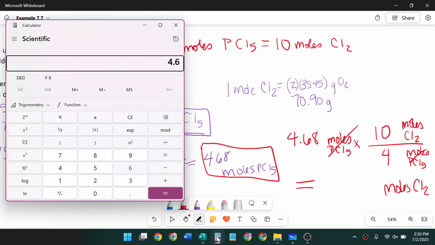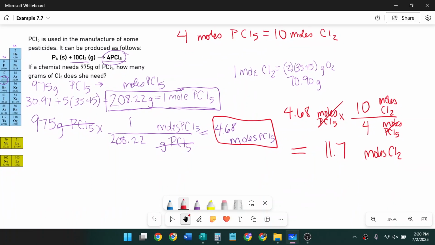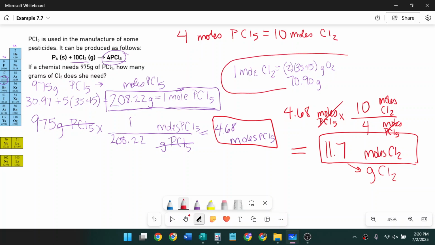So 4.68 times 10 divided by 4. So we have 11.7, and that's perfect. It already has 3 significant digits, so 11.7. So that's how many moles of Cl2 we need to produce the amount that she wants in moles of the PCl5. But they didn't ask us how many moles of Cl2 she needs. They asked us how many grams of Cl2 she needs. So now we need to take this number that we just got, and we need to convert it to being grams of Cl2. This is where this conversion up here makes sense, or where it's needed.